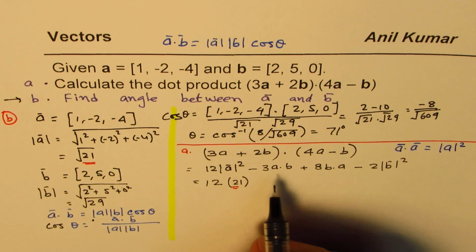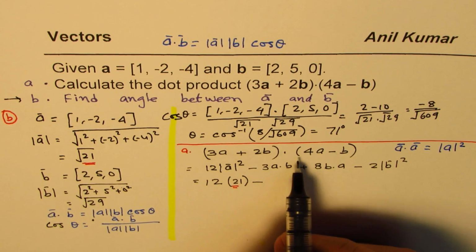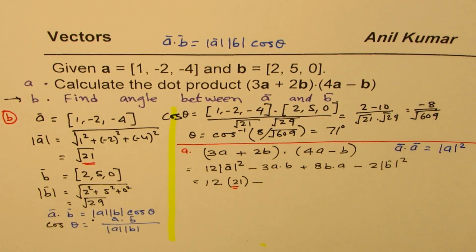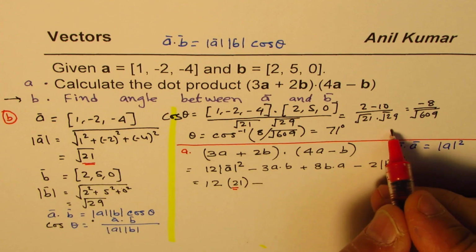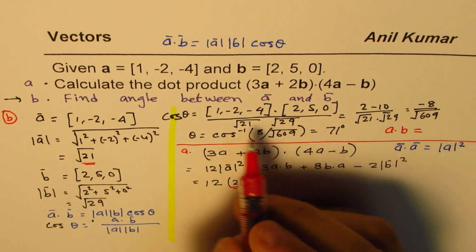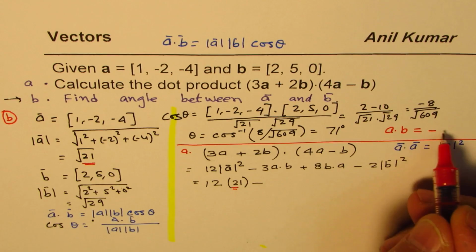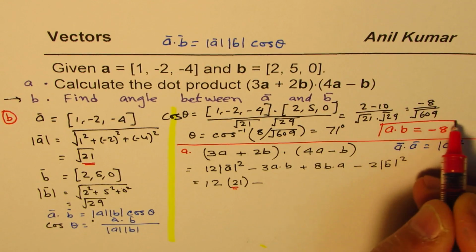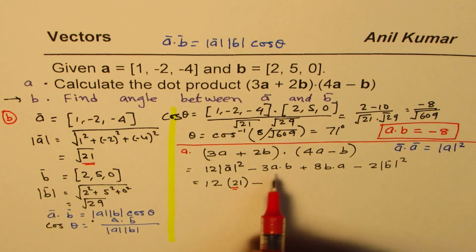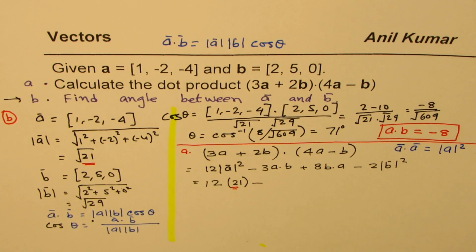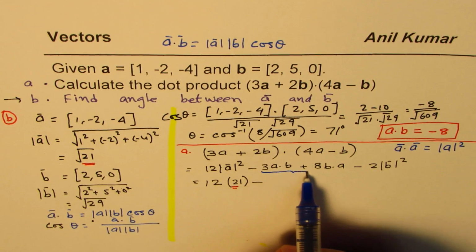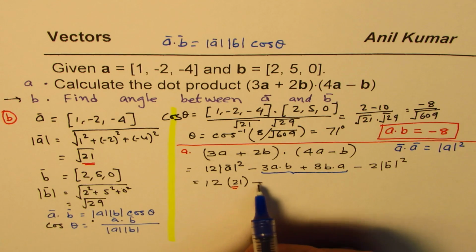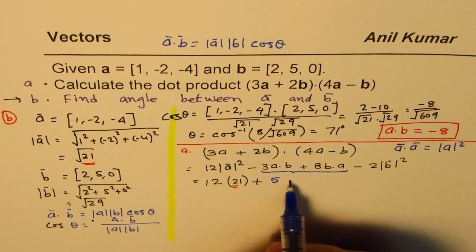Now, a dot b also you calculated. A dot b you calculated as minus 8. Do you see that? So what we found here was that a dot b, when you did this dot product right at the top, is minus 8. So we can use this value. You can combine these two, so you could write this as plus 5a dot b.